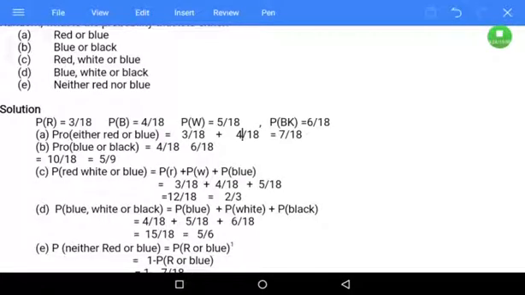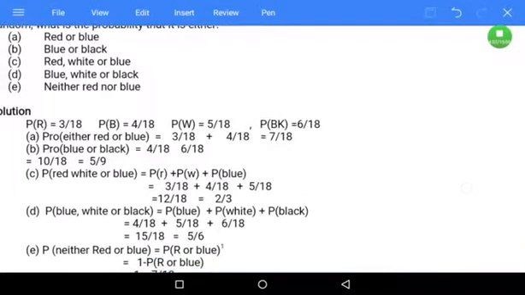B. What's the probability of picking a blue or a black ball? The same way, the probability of picking a blue ball is 4 over 18, and the probability of picking a black ball is 6 over 18. When you find the sum, you have 10 over 18, which you can reduce to the lowest term, 5 over 9, since 2 goes into 10 and 2 goes into 18.